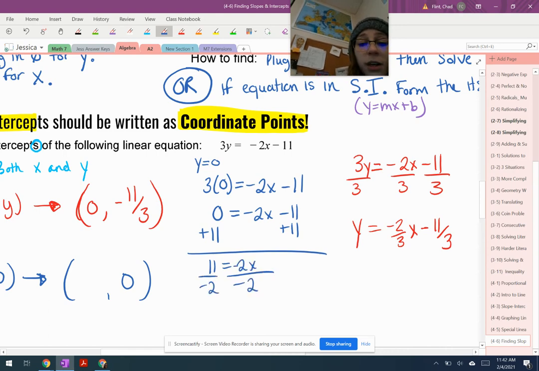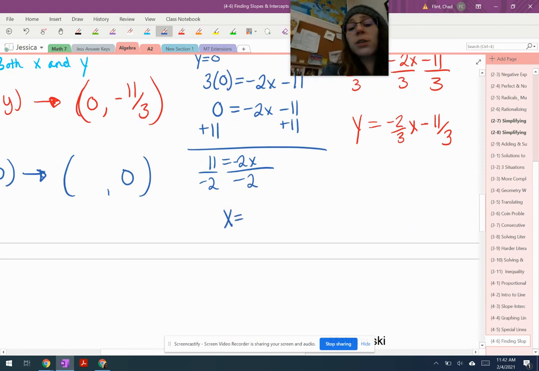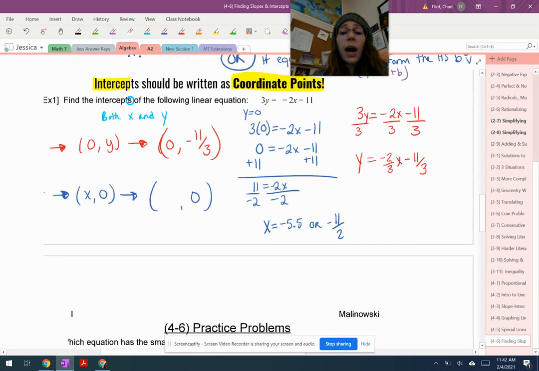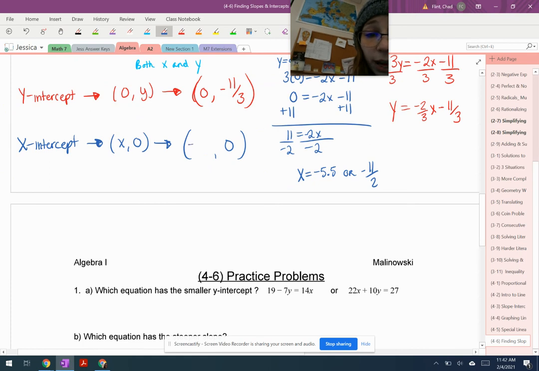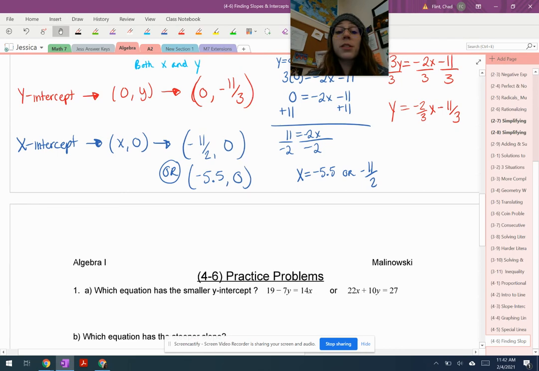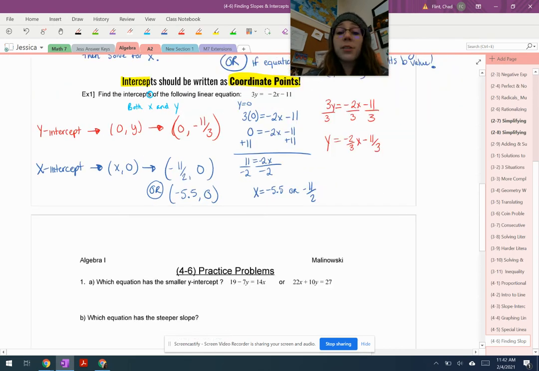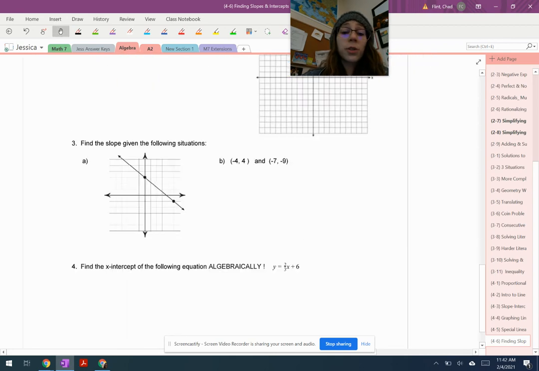Divide by negative 2 to get rid of it. X is going to be equal to 11 divided by negative 2 is negative 5.5, or you can keep that as the fraction negative 11 over 2. Either one of those I would be fine with. So we've got that negative 11 over 2 or negative 5.5, comma, 0. Still keeping the 0 the same, and again, still writing them as coordinate points. So make sure you're carefully reading directions when you're working through those practice problems.